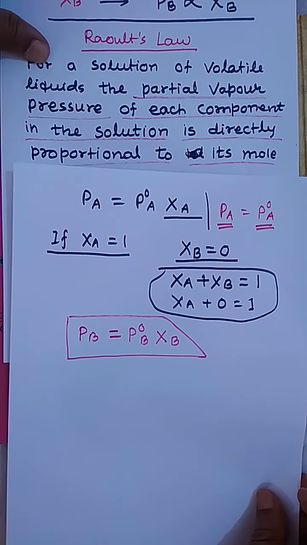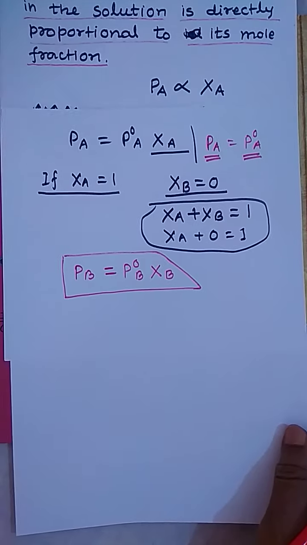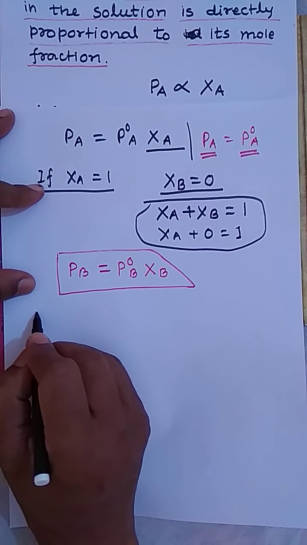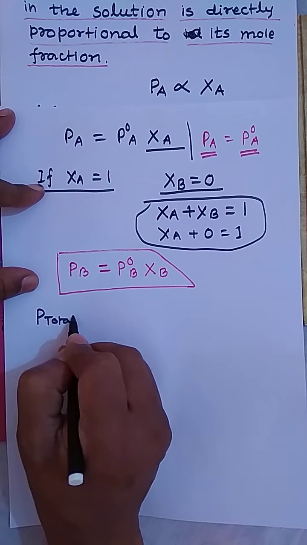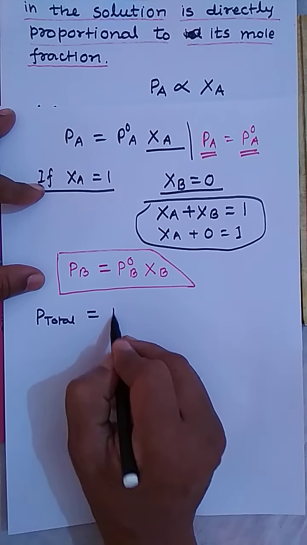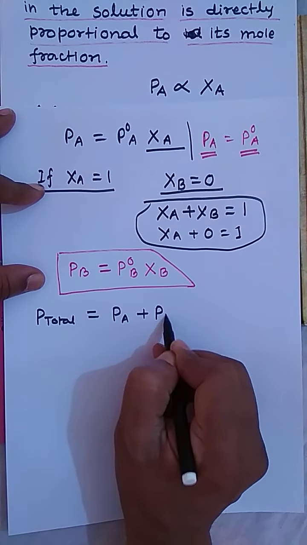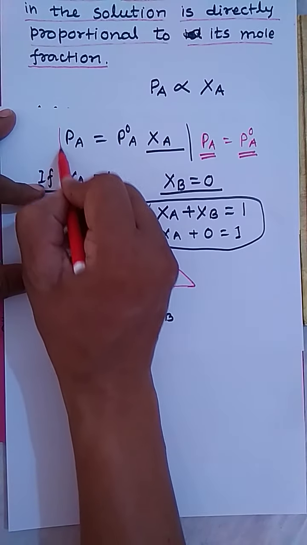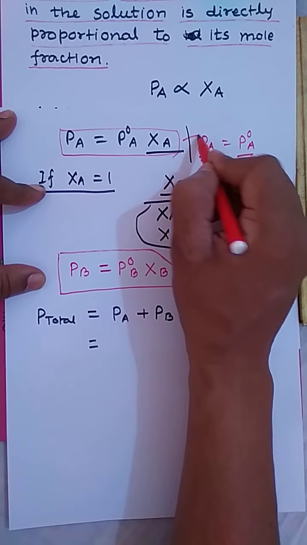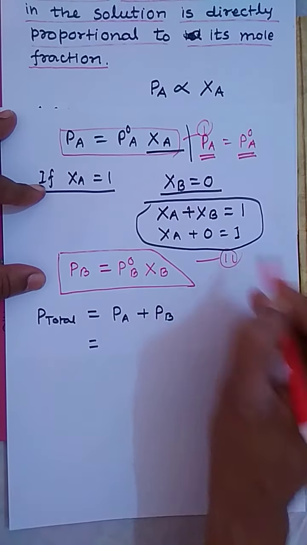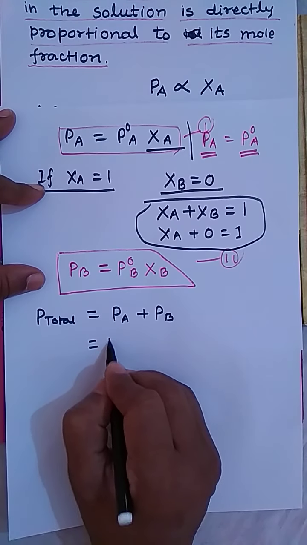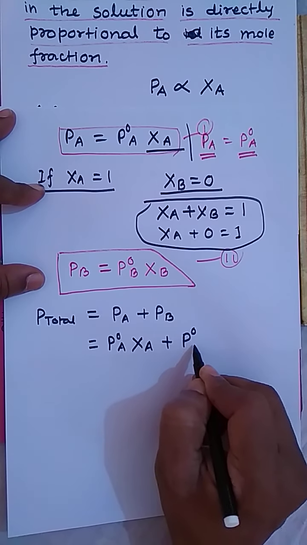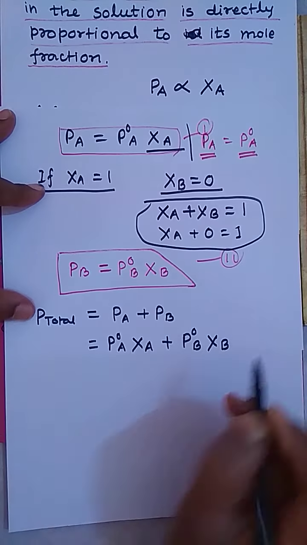Now, what is the value of total vapor pressure of the solution? Definitely we add PA and PB. So you can write P total, the total vapor pressure of the solution, is equal to PA plus PB. Now you write PA. What is the value of PA from this equation? Let this equation be 1 and this is 2. So from 1 and 2, P naught A XA plus P naught B XB.